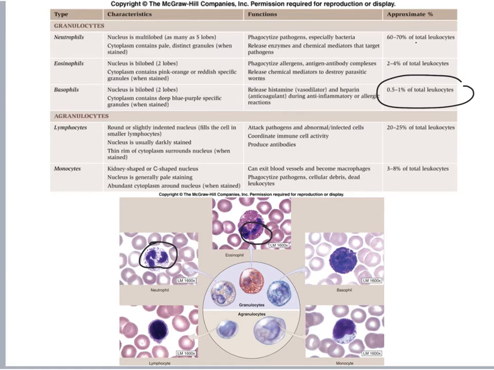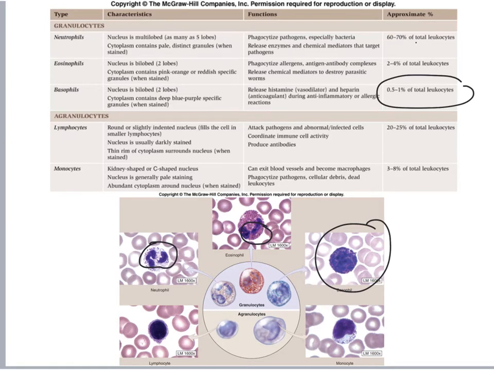So there are other roles that eosinophils have, usually involving allergies and asthma, and we'll be talking about those more later when we get to the immune system. Basophils are the rarest of all the white blood cells, again 0.5 to 1% of the entire population, and their cytoplasm stains really, really dark, so dark that the whole thing almost looks completely dark purple.